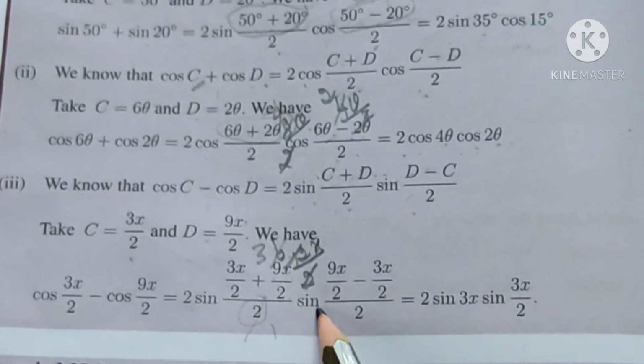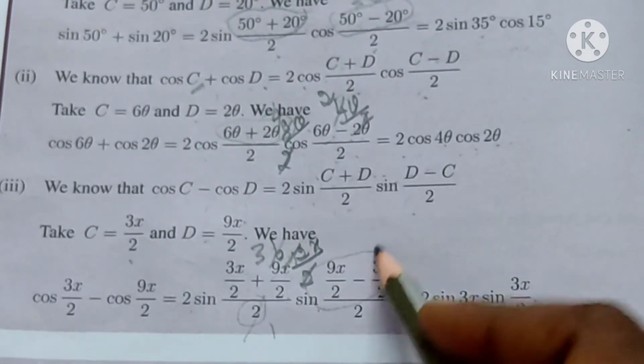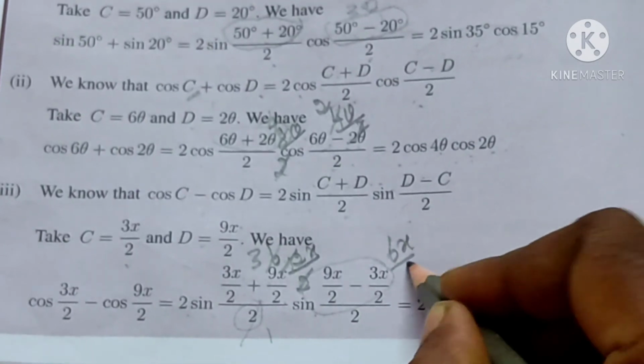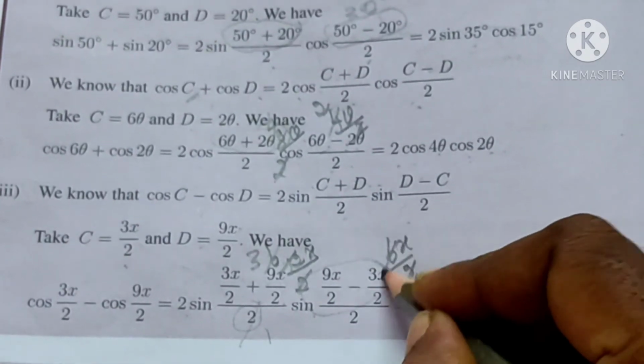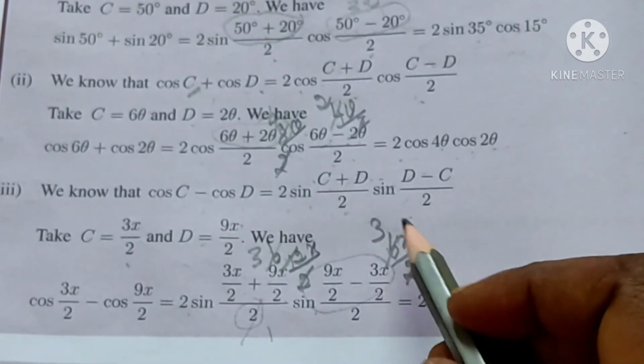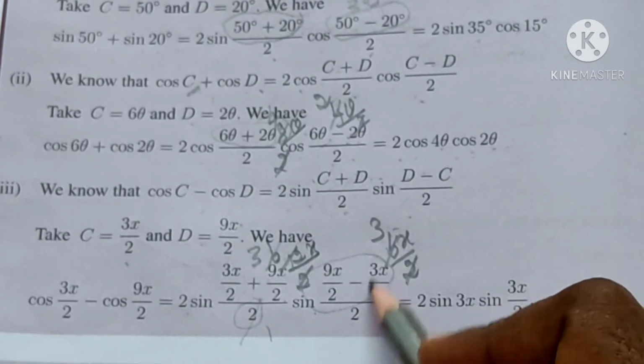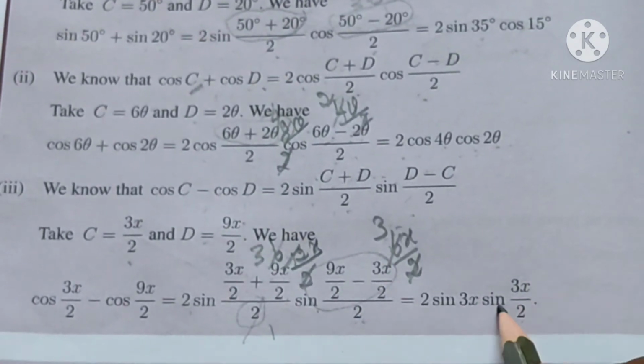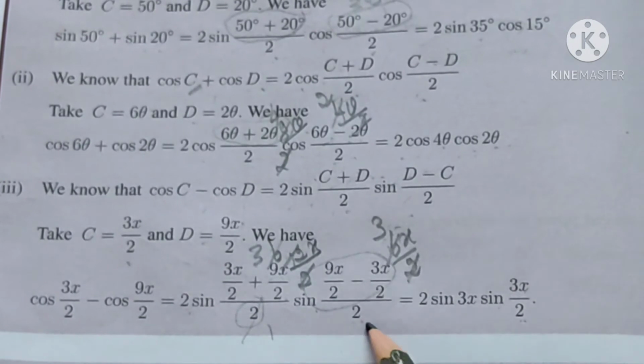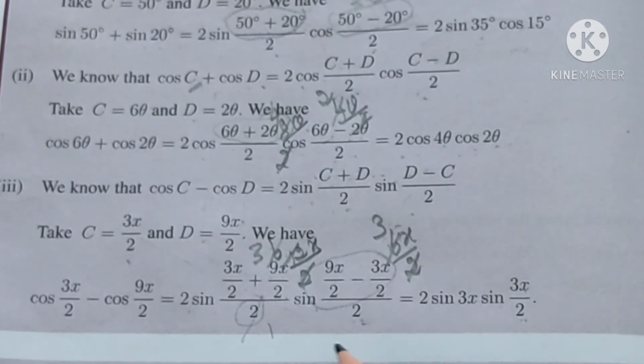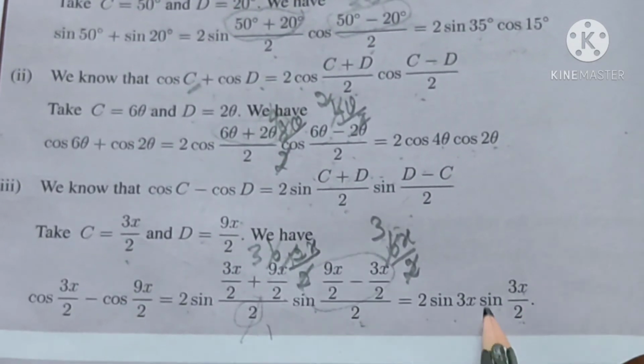Here also we get sine. The subtraction value is 6x by 2. So 1 2 is 2, 3 2's are 6. You don't cancel with these two numbers. So here we get sine 3x by 2. Okay, so the result is 2 sine 3x by 2.